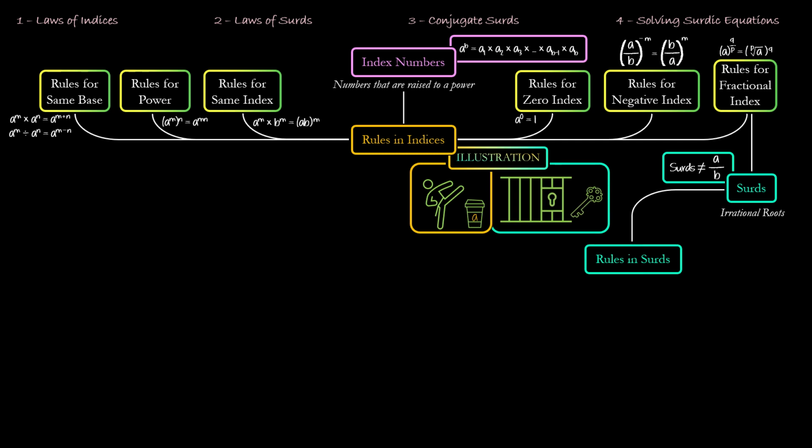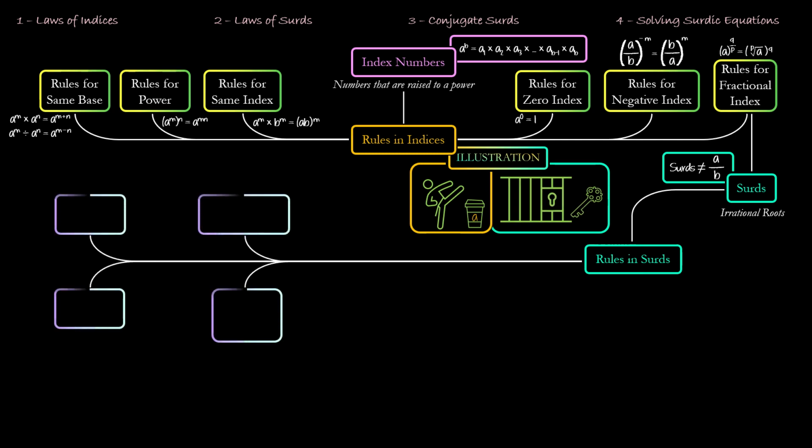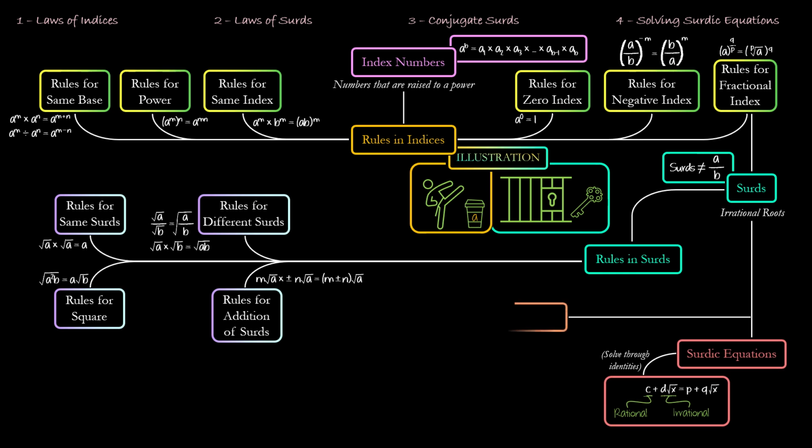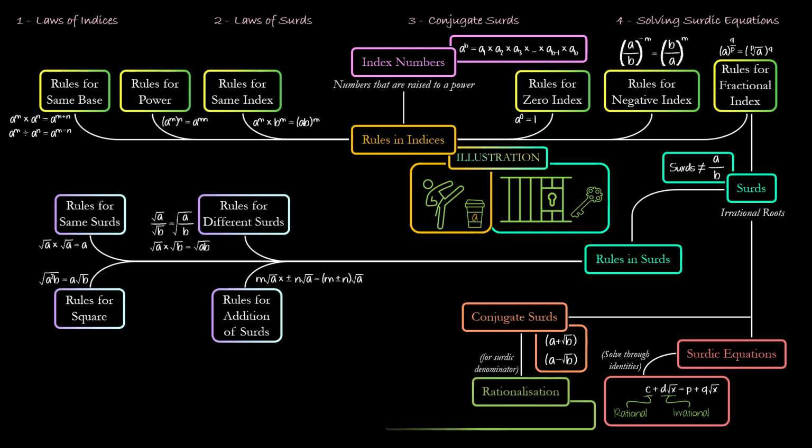Just like indices, surds also follow a set of laws. We then moved to understand what surdic equations are and learned to solve them through identities. As seen in the quadratic formula, surds have conjugate pairs, which we can use when rationalizing surdic denominators. Lastly, there are also two solutions when taking the square root.